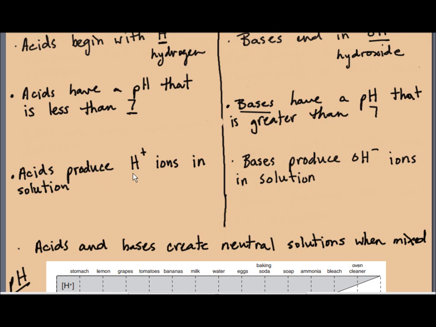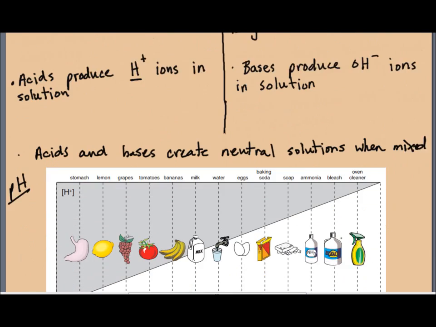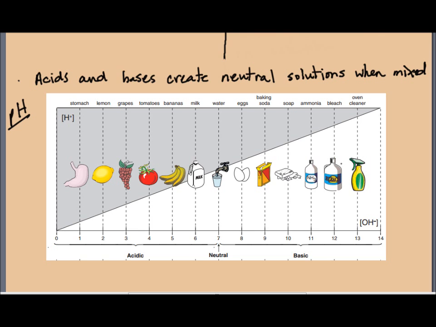As I mentioned above, acids produce H plus ions when they're in solution, and bases produce OH minus ions in solution. And I said that that's what gives them their properties, and that's actually what this pH scale is all about. So acids and bases create neutral solutions when they're mixed together. So when we talked about neutralization reactions, that's exactly what's happening.